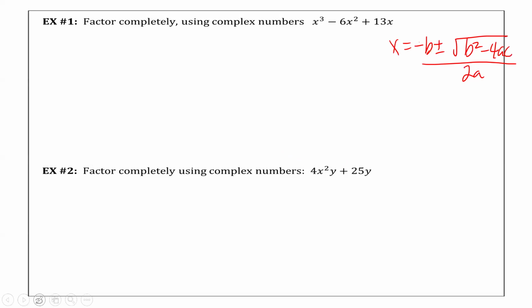All right, so we're going to have to factor this first. That's what it says: factor completely. So we're going to factor by using greatest common factor. What is the GCF between these three terms? X. So I'm going to divide every term by x. When I factor out the GCF of x, I'm left with x squared minus 6x plus 13.